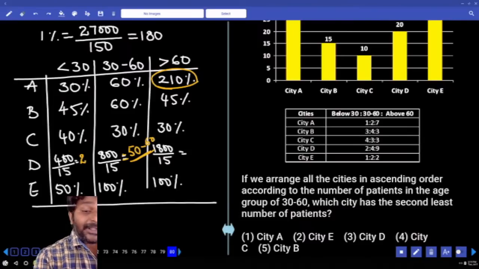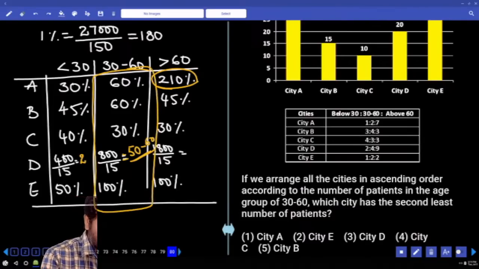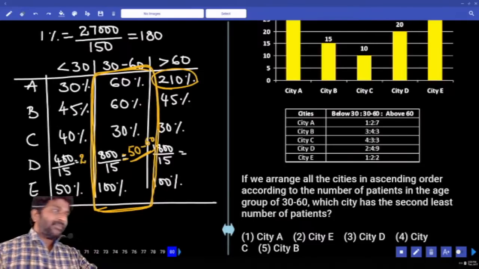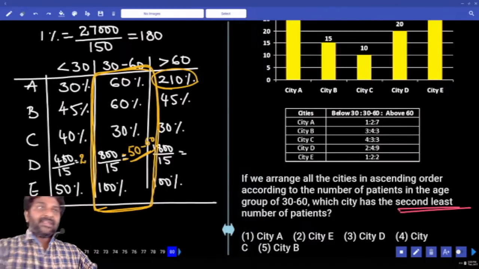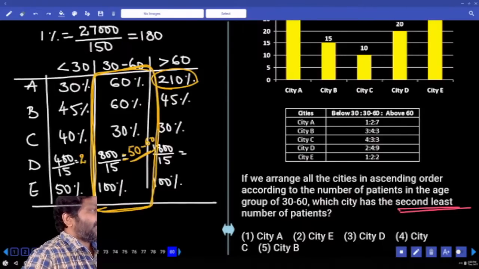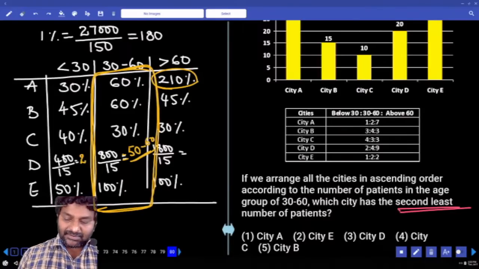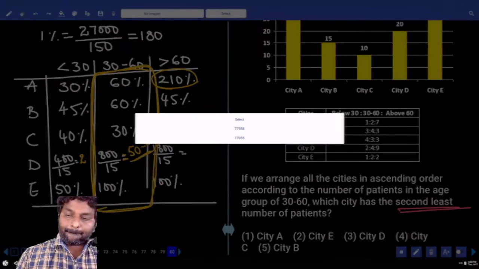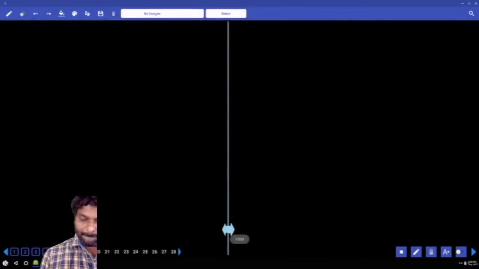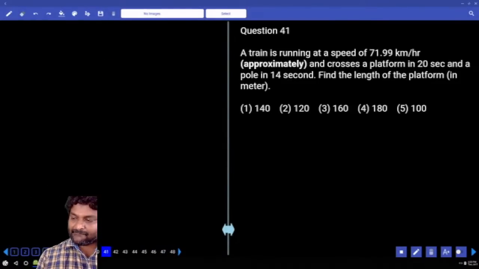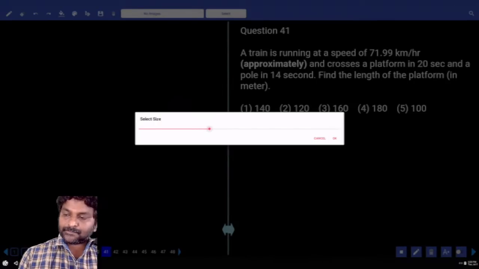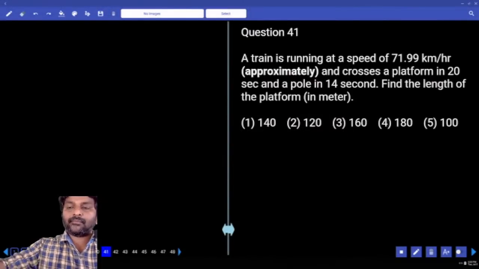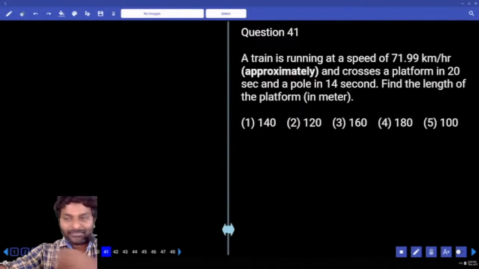So in this particular range, if you rearrange these numbers in ascending order, the question is to identify second least. What is least? 30. Second least 50 to 60. Which city is that? Right, 41.